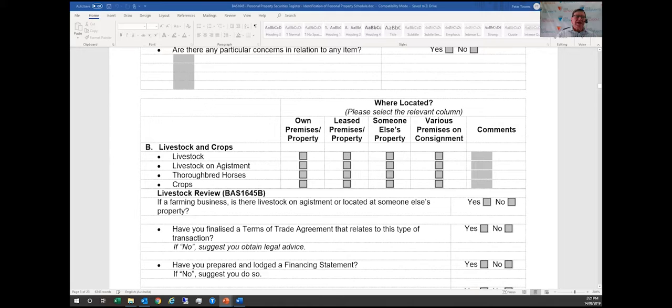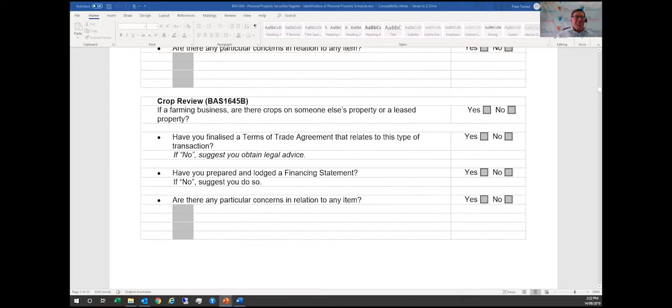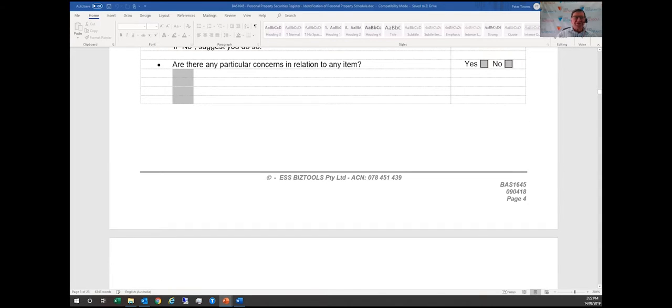We've then created a separate section for livestock and crop. Why? Crops have got some special treatment under this legislation, and livestock because there's been some infamous legal cases in New Zealand featuring thoroughbred horses. So we decided to make it separate. And also because in Australia, there's always livestock on adjustment because there's always a drought somewhere in Australia and cattle are being moved around and graziers need protection. And the crop review is a separate section and there's notes in the material on that.